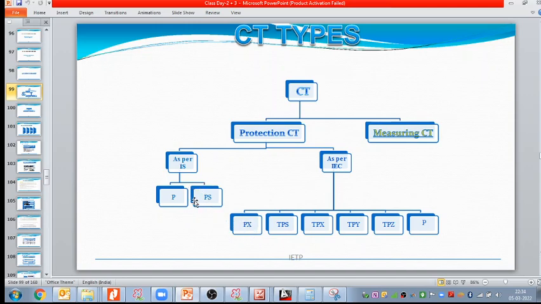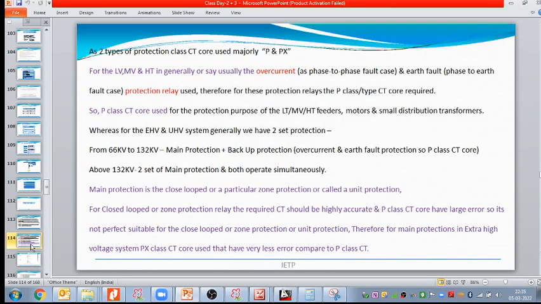Similarly there are 0.2 and 0.2S, where S stands for special. So protection special, we can say, and P is the normal protection. Here we have the protection special CT core. Let us understand some application-wise differences between P and PX class CT core. As two types of protection class CT core are used majorly, P and PX, let us understand where, as an engineer, we should use P class CT core and where we should use PX class CT core.